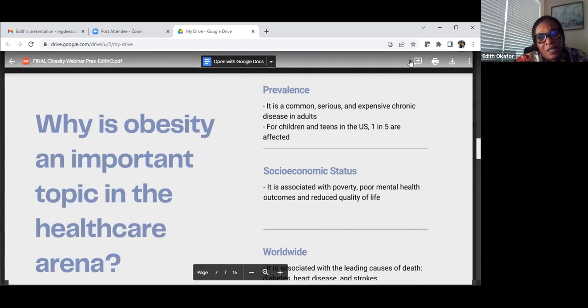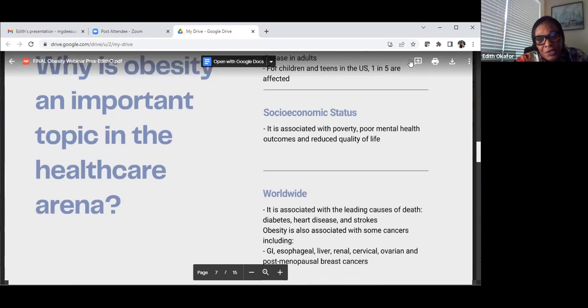I mentioned that for the kids here because a lot of patients would give you a history of obesity in childhood. So I decided to put in here that children and teens in the US, for example, 1 in 5 are affected by this condition, and they actually grow into obesity, okay? It's also a common, serious, and expensive condition in adults as well. So it's costing any government a lot of money to manage, because most of these patients have comorbidities attached to it as a result of this condition, okay?